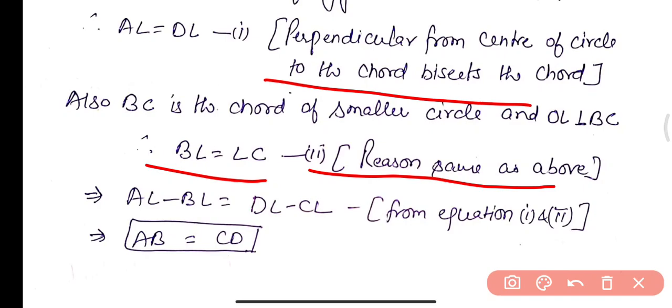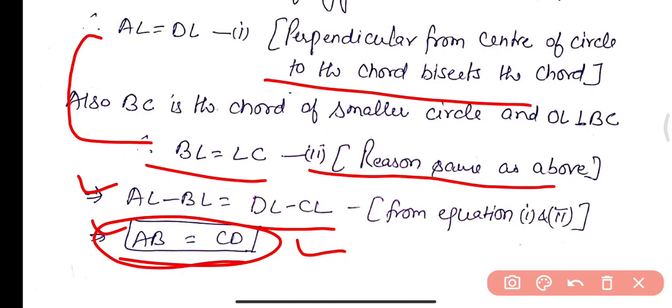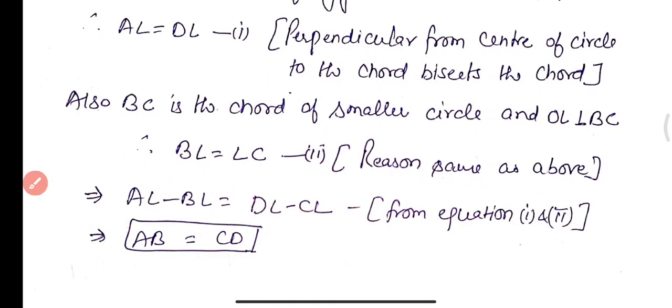So now subtract equation 2 from equation 1. AL minus BL equals DL minus CL, and this will give us AB equals CD, and that is the required result. So this is what we had to prove. So AB equals CD, and this is all about question number 2.